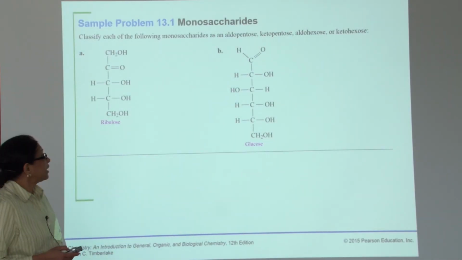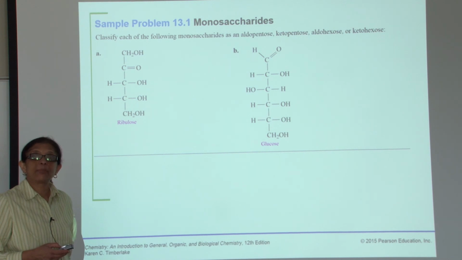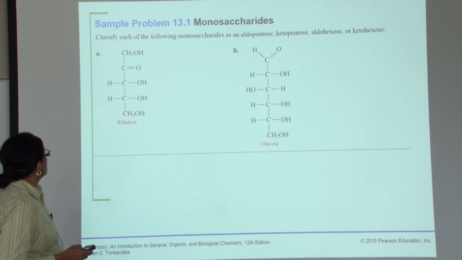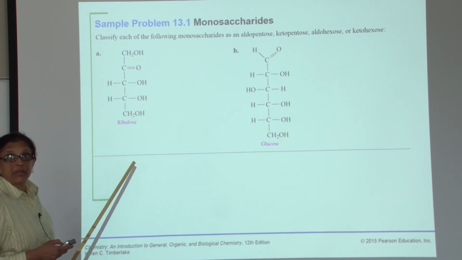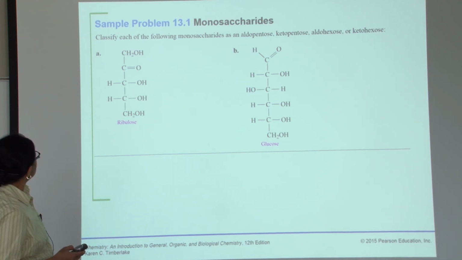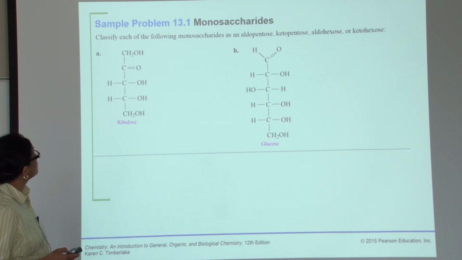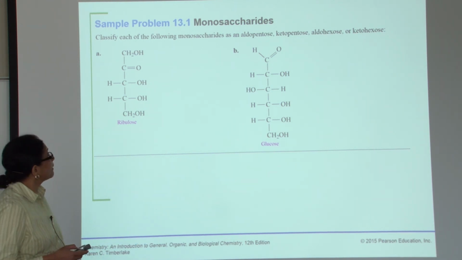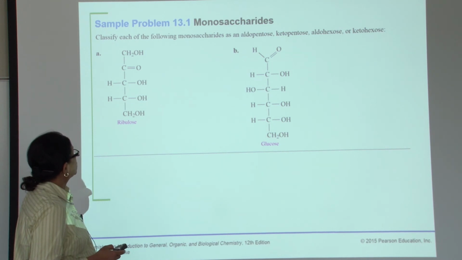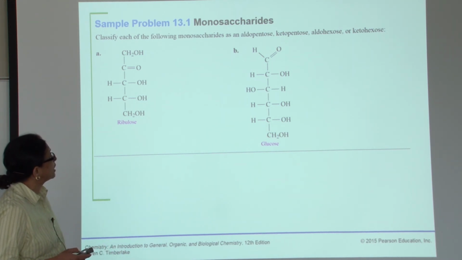Good morning. We are now looking at the worked out examples in chapter 13. So here is a sample problem, and we are going to start to classify each of these two molecules. We have two molecules. They are monosaccharides, and we have to classify them as aldopentose, ketopentose, aldohexose, or ketohexose.